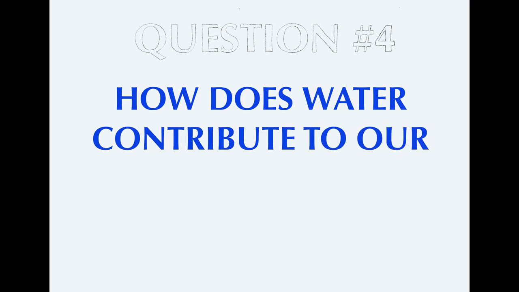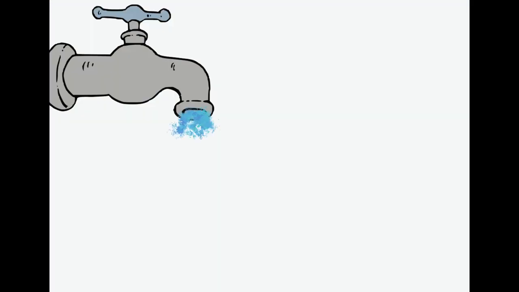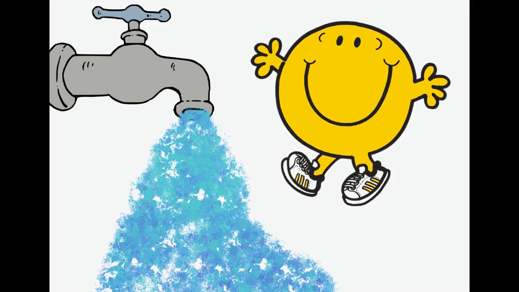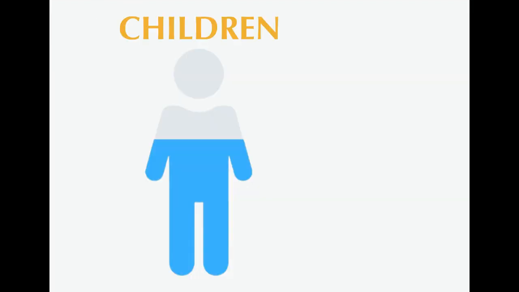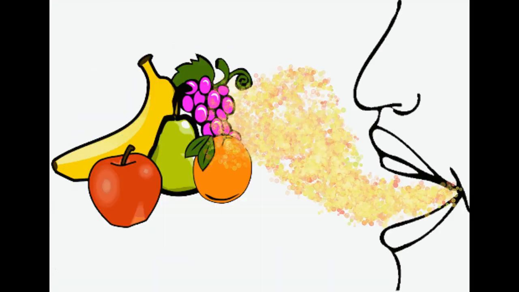Now finally, how does water contribute to our environment? Clean, fresh water is used by us every day. It's one of our main sources of survival and used for protection against different infections. As children, about 65% of your body is water. It allows you to absorb nutrients from your food to give it to your body.